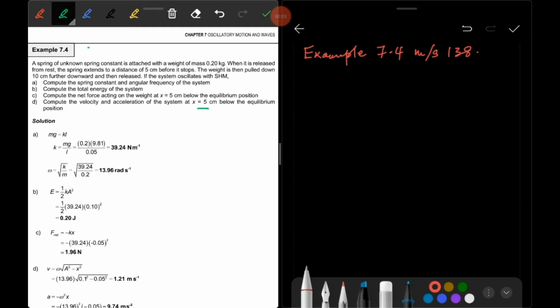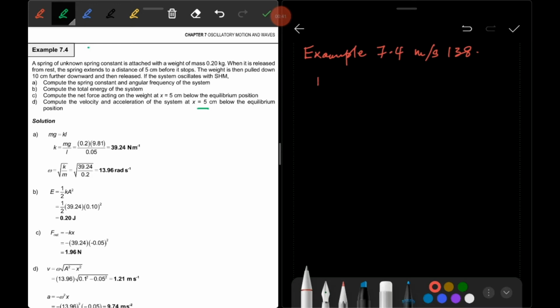Example 7.4, page 138. A spring of unknown spring constant is attached with a weight of mass 0.2 kg. When it is released from rest, the spring extends to a distance of 5 cm before it stops. The weight is then pulled down 10 cm further downward and then released. If the system oscillates with simple harmonic motion, compute the spring constant and angular frequency of the system.